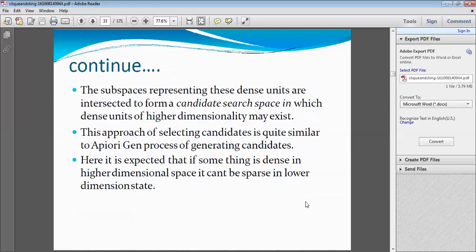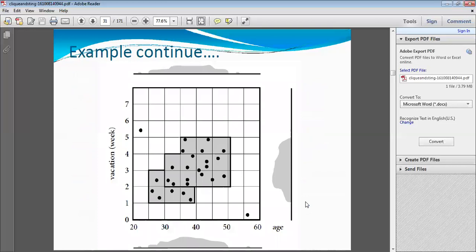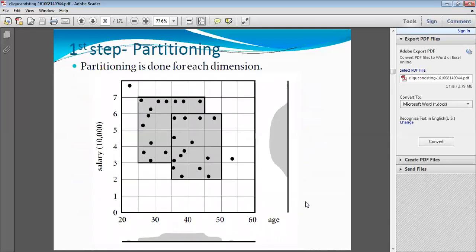Here I am giving you an example. Here there is 3-dimensional data: salary, age, and vacation. Suppose we are not taking all these 3 together and we are just taking 2 dimensions, salary and age, and we are projecting our data in 2 dimensions, and the distribution of data elements is as shown in the figure.